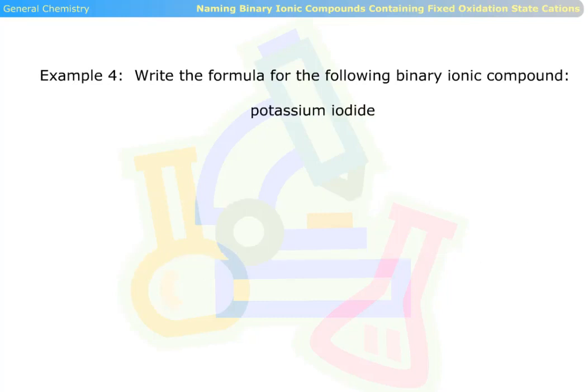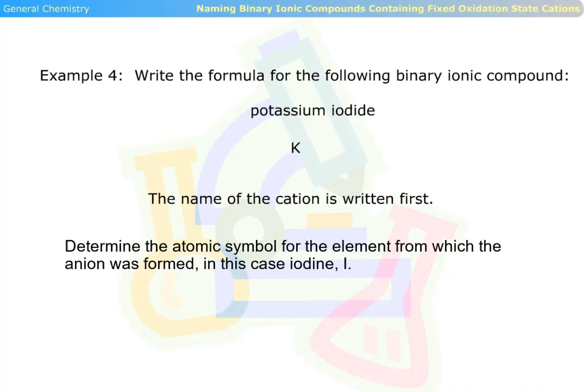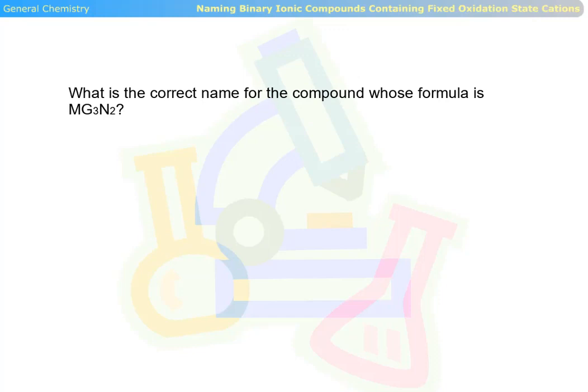Example 4. Write the formula for the following binary ionic compound, potassium iodide. The name of the cation is written first. Determine the atomic symbol for the element from which the anion was formed. In this case, iodine, I. The formula is KI.